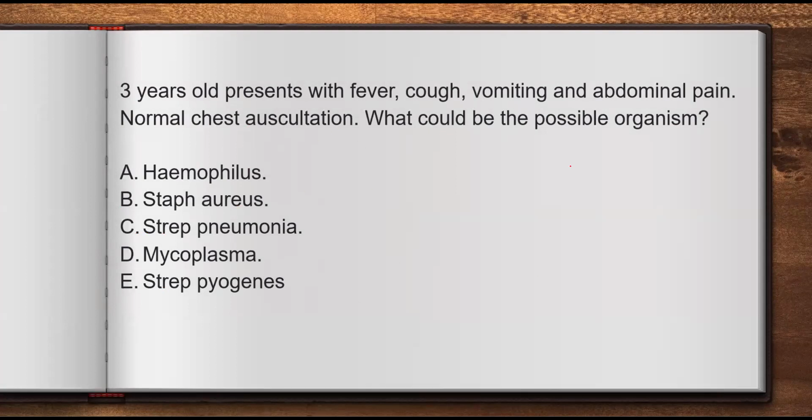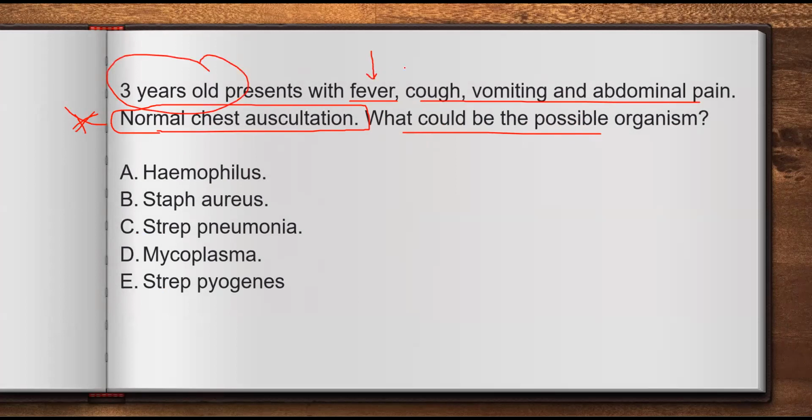Next, easy question. A 3-year-old patient presents with fever, cough, vomiting, abdominal pain. Normal chest auscultation, very important clue. What could be the possible organism? To understand the organism, you need to know the diagnosis first. What's your diagnosis? Looking at the options, you should already know that it should be a case of pneumonia. But what type of pneumonia?